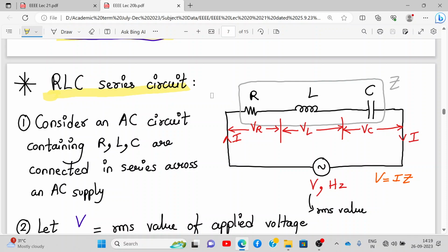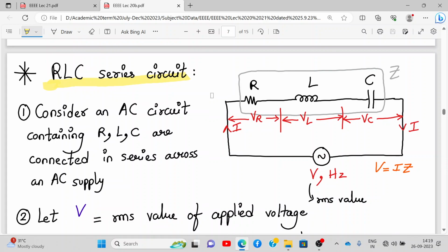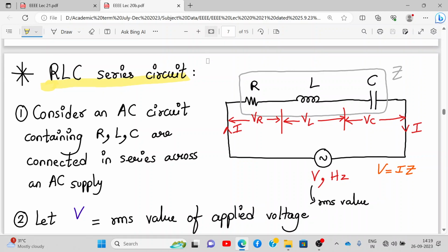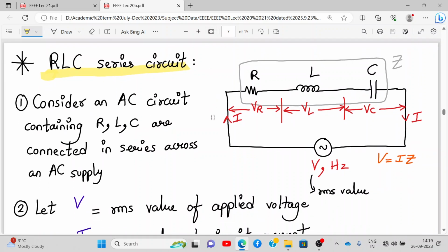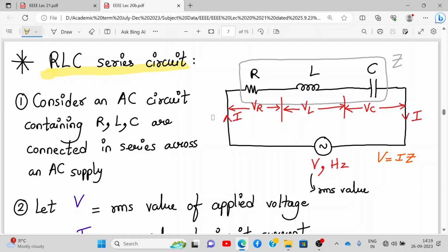RLC series circuit. Whatever I make you write over here, only write the equations and the diagrams. That's it. No need to write the theory. Theory you can refer to from the handout. So write down the heading: RLC series circuit. RLC series means R will be in series with L, and the inductor will be in series with the capacitor.